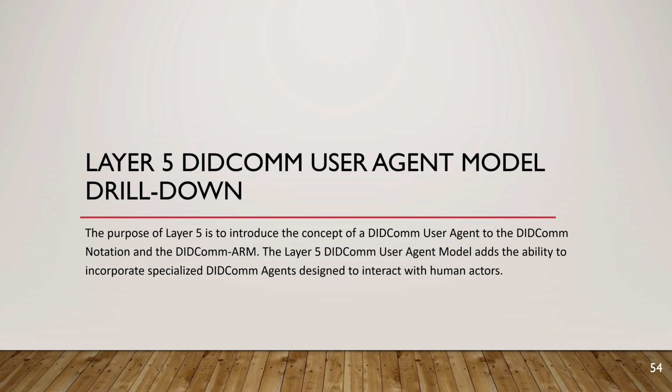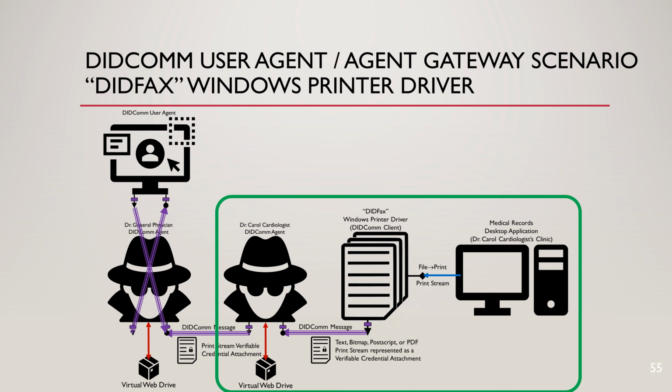So layer 5, the user agent model. The purpose of layer 5 is to introduce the concept of a user agent to the DIDComm notation and the DIDComm-ARM. The layer 5 user model adds the ability to incorporate specialized DIDComm agents designed to interact with human actors. So they're DIDComm agents that have a UX or a user interface associated with them.